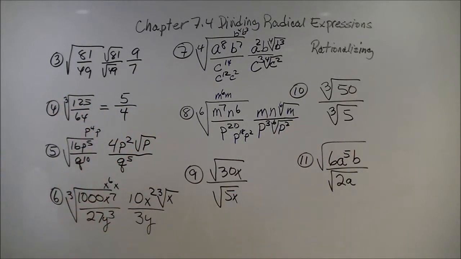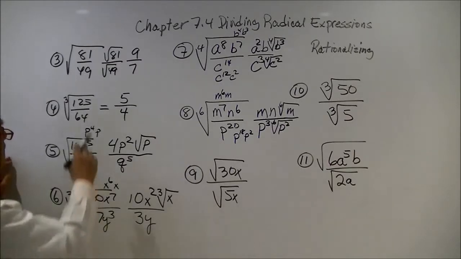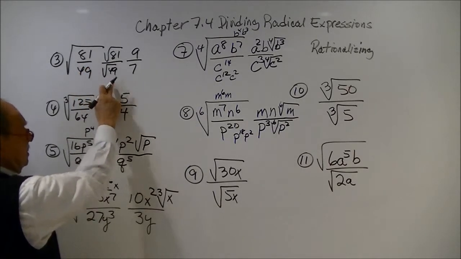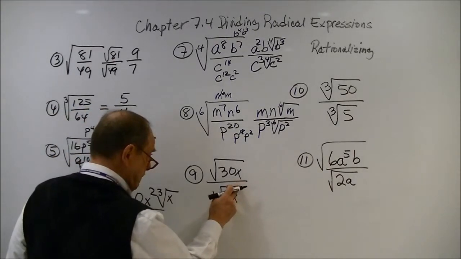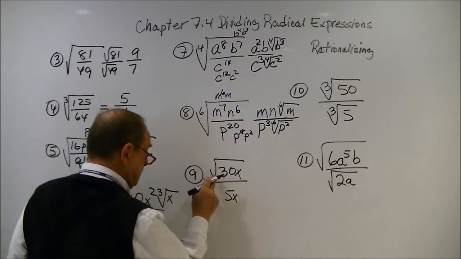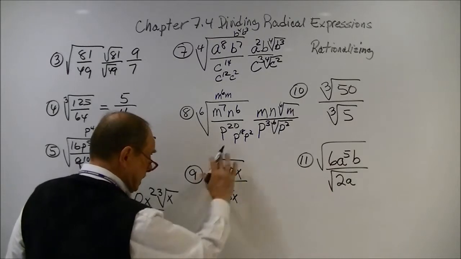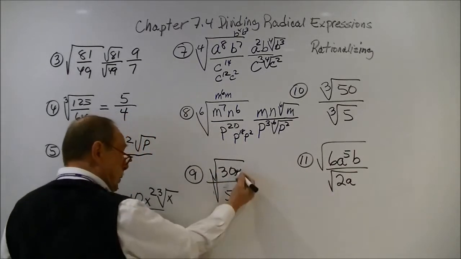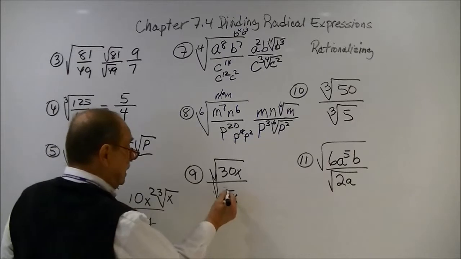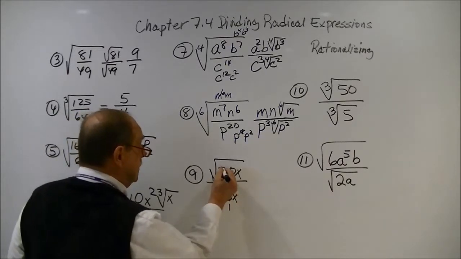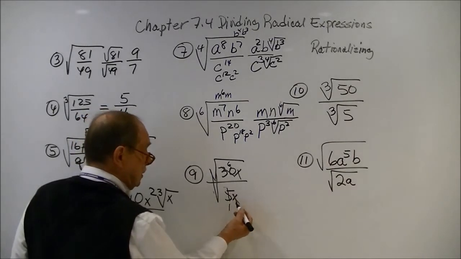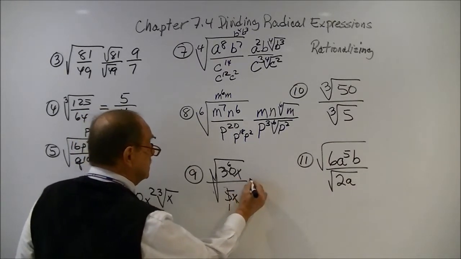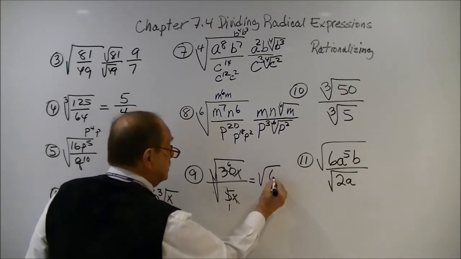Now they're changing things a little bit. Instead of having it in this form, they have it in this form. Well, what we can do is just take away the single radical sign and extend that radical sign to everything. Now we can actually do division. 5 goes into there once, 5 goes into there 6 times. X goes into there once, X goes into there once, so this becomes the square root of 6.